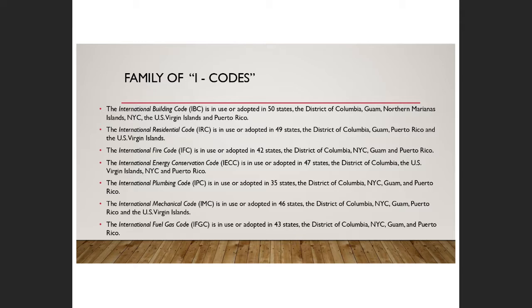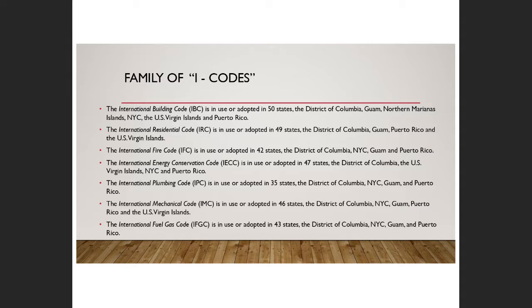I have a quick question about the family of I codes. This is Nicole. Can one assume that the International Building Code would also have some things in it related to fire protections, for example, or do you really need to be familiar with all of these codes as you're working, either in design or in the actual construction of the structure?